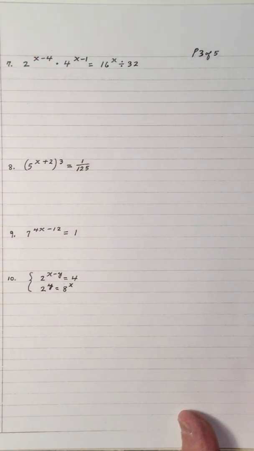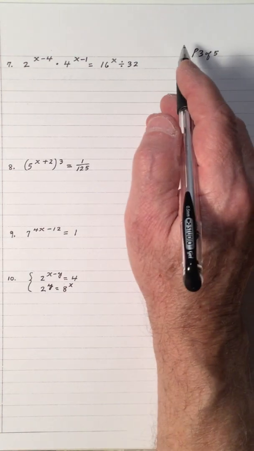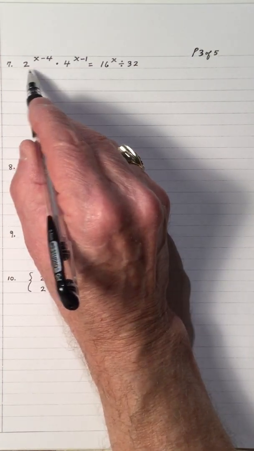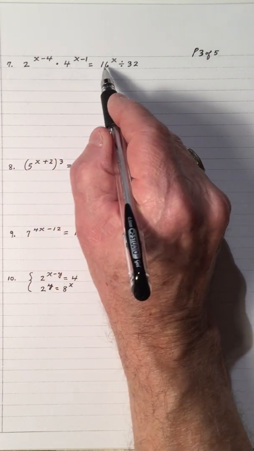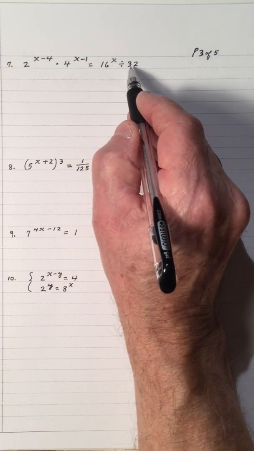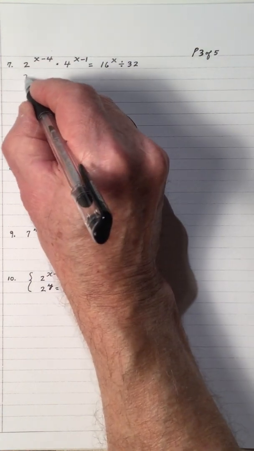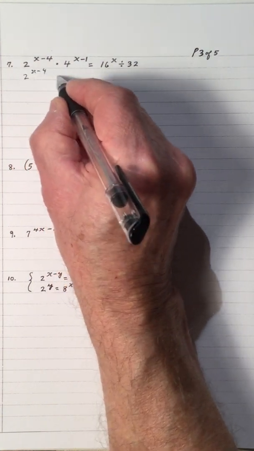Okay, let's continue. More practice, trying to make a variety of problems. Notice we're multiplying, so the base is 2 here. 4 is 2 squared, 16 is 2 to the 4, 32 is 2 to the 5. So let's change them to the same base first.